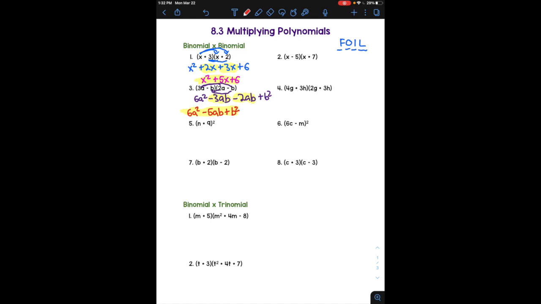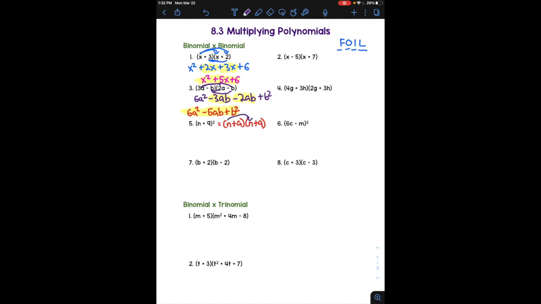Problem number 5 looks a little bit different from the first two problems we just did, number 1 and 3. However, it is actually the same thing. N plus 9 squared means to multiply n plus 9 times itself. How are we going to multiply a binomial times another binomial? We're going to be doing the same procedure as 1 and 3.